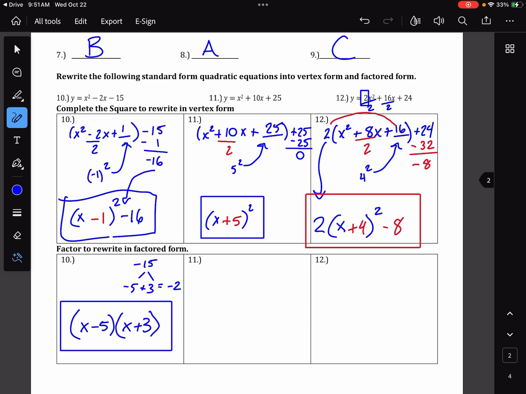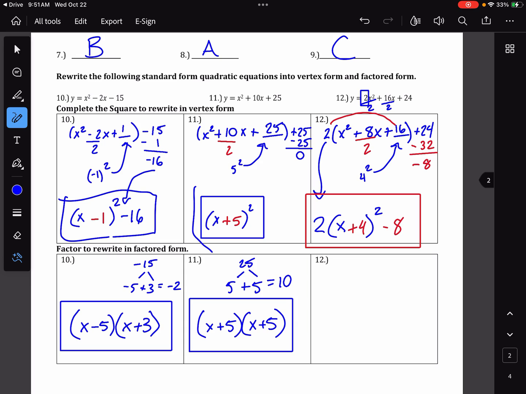Factored form is quick and easy compared to completing the square. Again, take that C term, 25. What times what gives you 25, but adds together to give you your B term of 10? 5 times 5, both positive. Easy enough. x plus 5, x plus 5 is in factored form. Make sure you don't write it as x plus 5 squared because that would be vertex form. Make sure you write it as x plus 5, x plus 5, so it looks like it's in factored form.